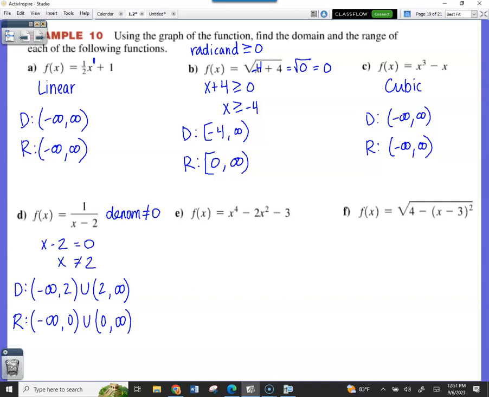What do you think E would be? Domain. All real numbers. So this is to the 4th power, which means it's a quartic.